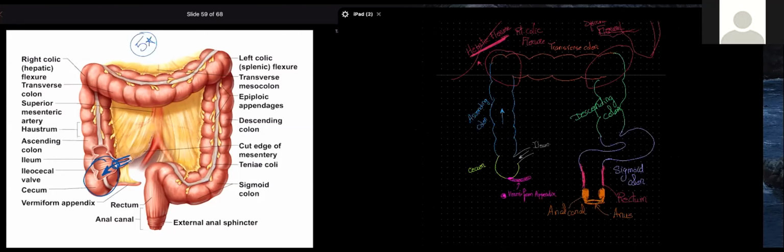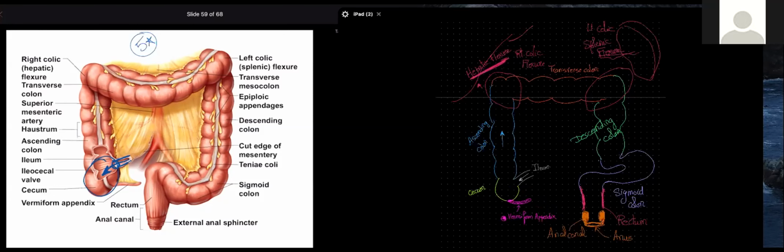All right. If you look here, you're going to have the attachment, the membrane attaching the transverse colon. We call this the transverse mesocolon.